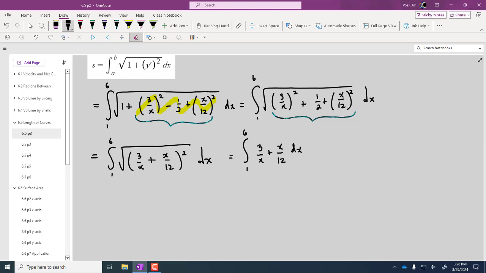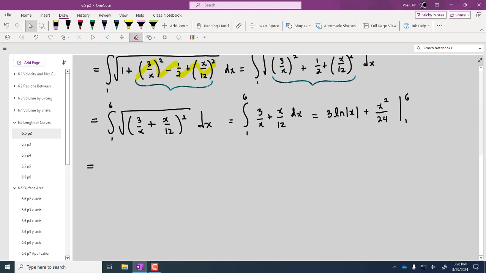This is easily integrable. What's the integral of 1 over x? ln of absolute value of x. So we're going to have 3 multiplied by ln absolute x. And then the integral of x over 12: add 1 to the exponent, giving x to the 2, divide by 2, mash it with the 12, get 24, and that's going to go from 1 to 6. And then we just plug in our upper limit, plug in our lower limit, and we're good to go.